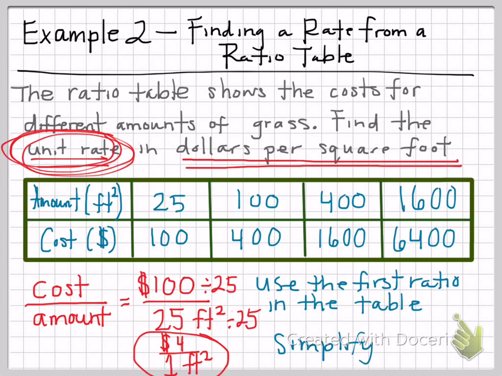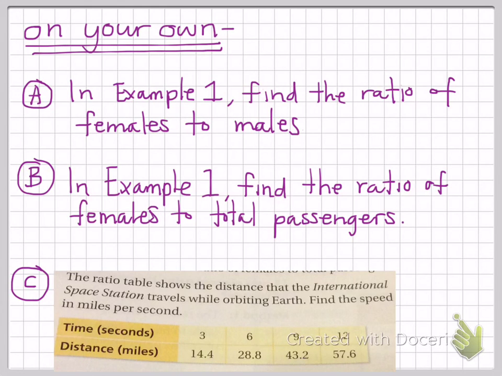Anyways, I'm going to stop talking and I'm going to have you do some on your own. Okay? So get ready. Alrighty, go ahead and do these on your own. A, in example 1, so turn back to example 1 when it talked about the males and females on the subway cars. In example 1, find the ratio of females to males. Order does matter. Females to males. Females first. B, in example 1, find the ratio of females to total passengers. So everybody on the subway car. You are going to have to do some addition.